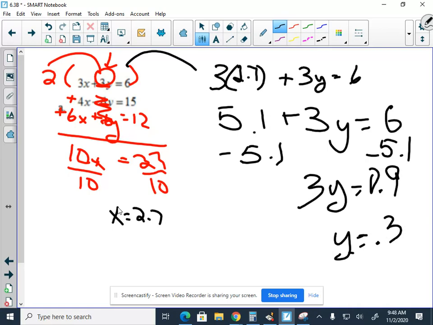Okay, so we get (2.7, 0.3). It's 0.9. So usually that's why I don't put the 0, so it doesn't confuse in there. That was with my left hand, sorry.